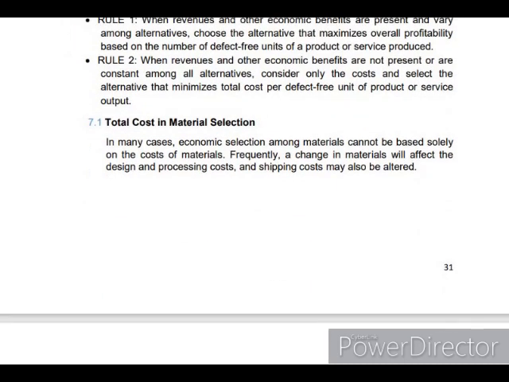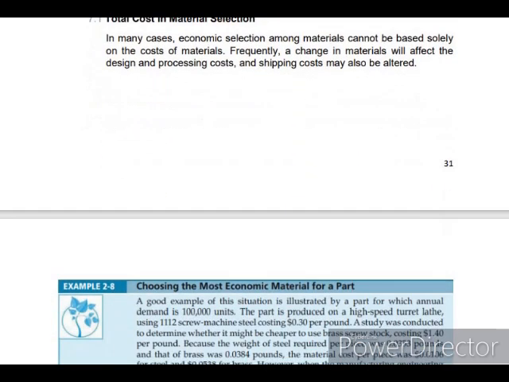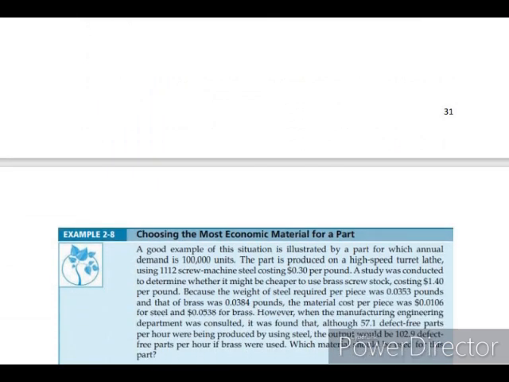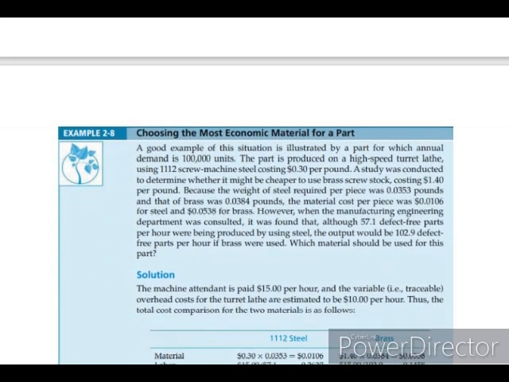7.1 Total cost in material selection. In many cases, economic selection among materials can be based solely on the cost of materials. So why? Because frequently, a change in materials will affect the design and processing cost, and shipping cost may be altered. So all those costs may vary over the processing of materials.